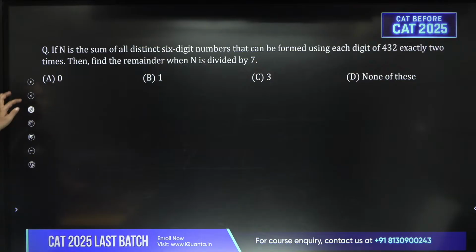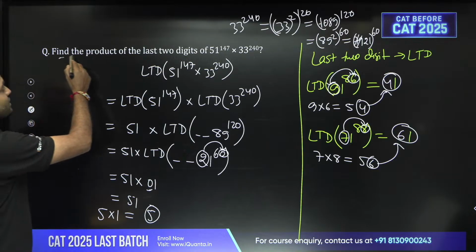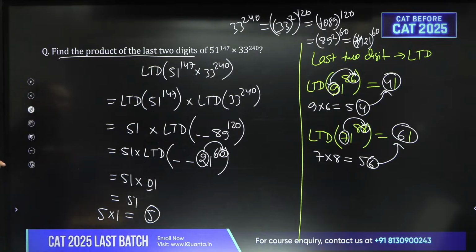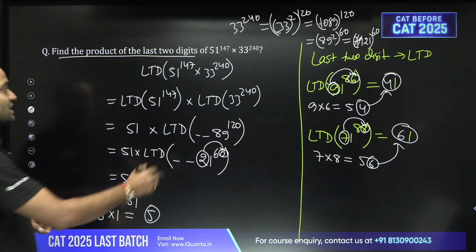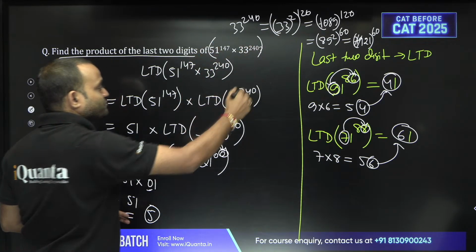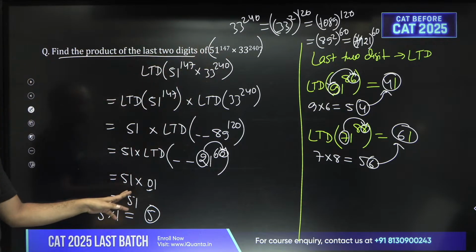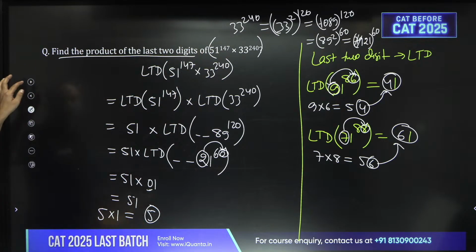Aniket, it says in the question, find the product of the last 2 digits of this number. So whatever the last 2 digits of this product we are getting, we need to find the product of those digits. So the last 2 digits of this number will be 5 and 1. So multiply those.